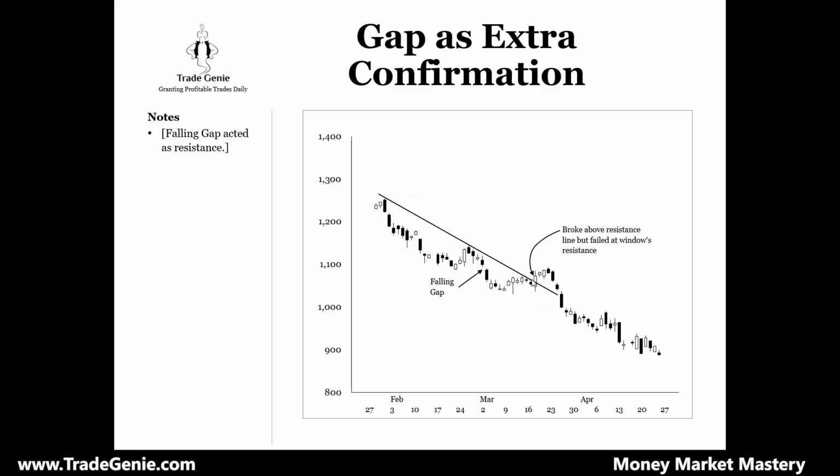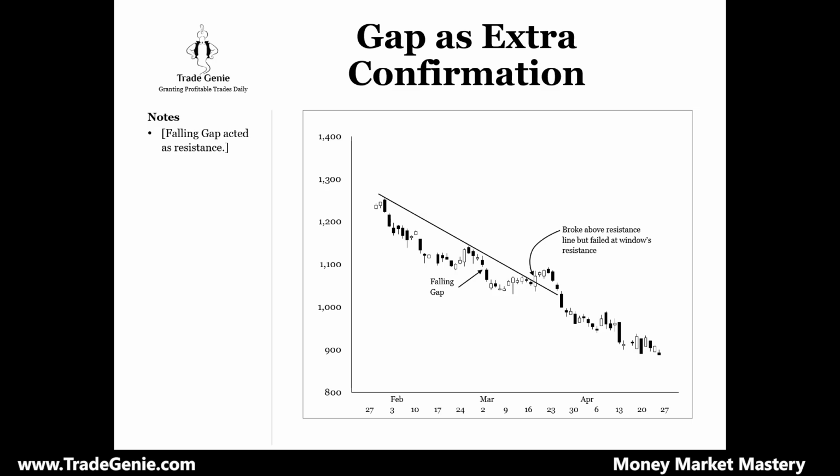If you went long, the market filled the gap right here. This is the resistance, and then the market just broke. If you went long just because the market went to the other side of the downward sloping trend line, that is not as bullish as when the market goes to the other side of an upward sloping one.